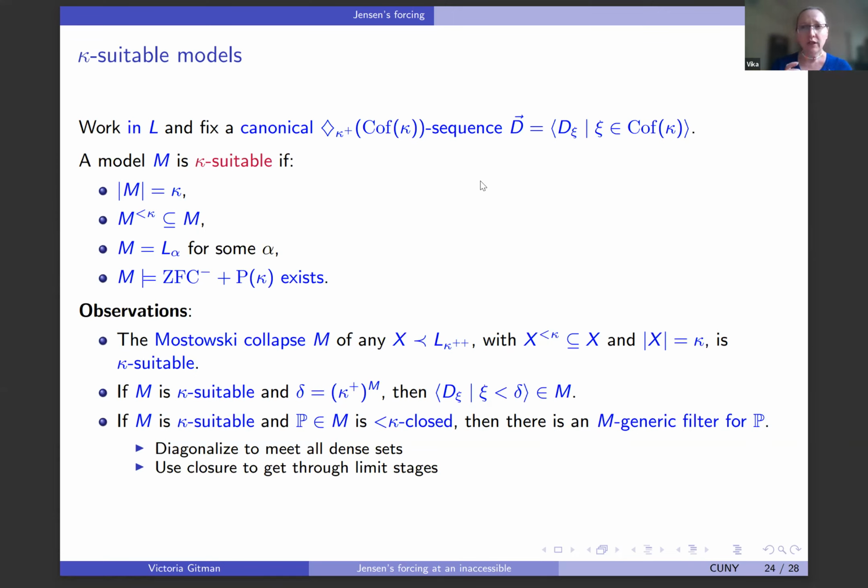And remember, what did we need to do in the construction? We need to force over these, right? But of course, this is a model of size kappa now. This is not a countable model, but because of closure, we actually have generics. So if you have a kappa size model that is less than kappa closed, you can build generic filters for it. You just do the usual diagonalization argument and you use closure to get through limit stages. And the poset has to be less than kappa closed, of course. I should have put that in. So the poset is in M, and I'm assuming here that P is a perfect poset, I guess. The poset needs to be less than kappa closed, and then you can build generics.